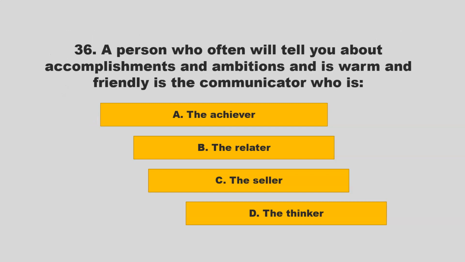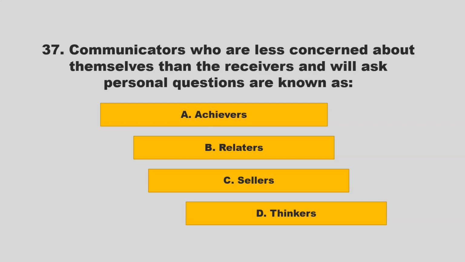A person who often will tell you about accomplishments and ambitions and is warm and friendly is the communicator who is the achiever, the relator, the seller, the thinker. If you chose C, the seller, you are correct.